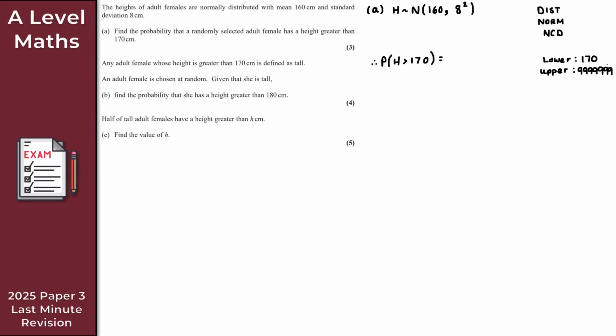Something like that is absolutely fine. For sigma then, well, that's just given to us in the question, right? The standard deviation, that's 8. So sigma is 8. And then for mu here, mu is simply, again, given in the question as 160. That's the mean there. Perfect.